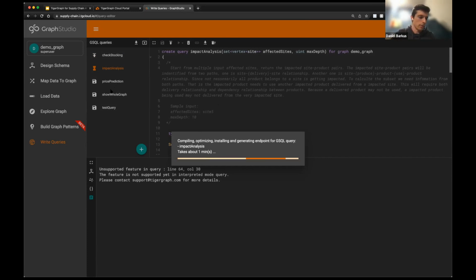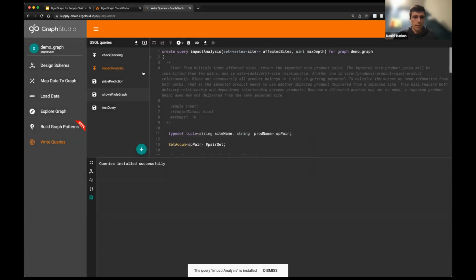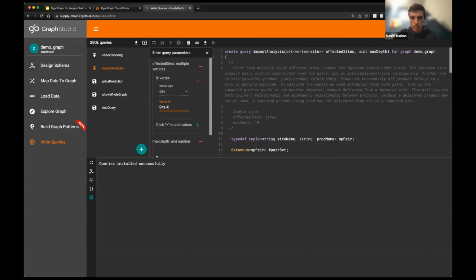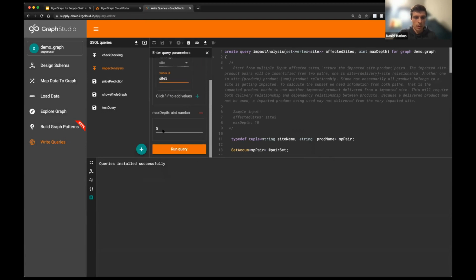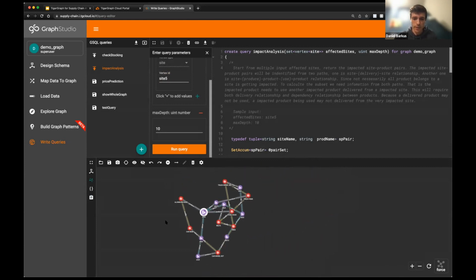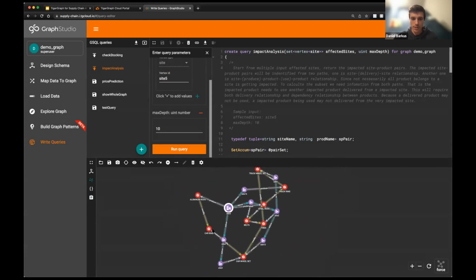So just give this one last second to finish installing. But there we go. So we can run this query. Let's try site 5. And max depth right now, that's how far down our supply chain we want to traverse. That's just something for the purpose of this query. But we can see now, this is all of the aspects that are affected by site 5. So we can see all of the different sites that site 5 delivers to, all of the different products that are produced not just by site 5, but by any of those sites that site 5 influences.